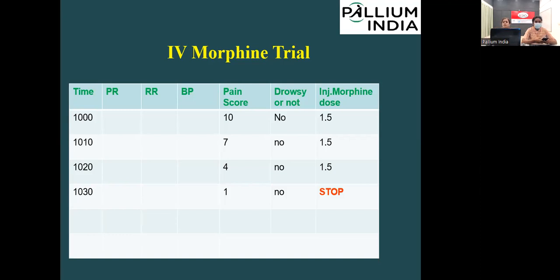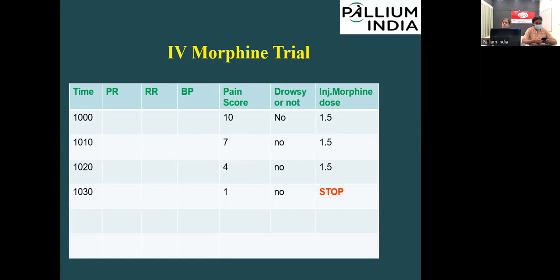And then you keep your watch. After 10 minutes, you ask the patient what the pain score is now. How much is the patient telling? 7, right? After 10 minutes, the 10 became 7. There is no drowsiness, so we gave one more dose of morphine. Again, after 10 minutes, you ask, how is your pain? He's telling 4 out of 10.